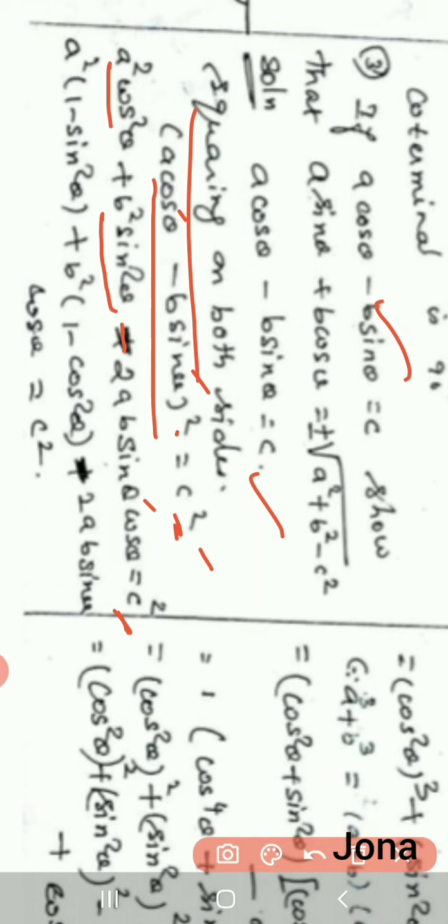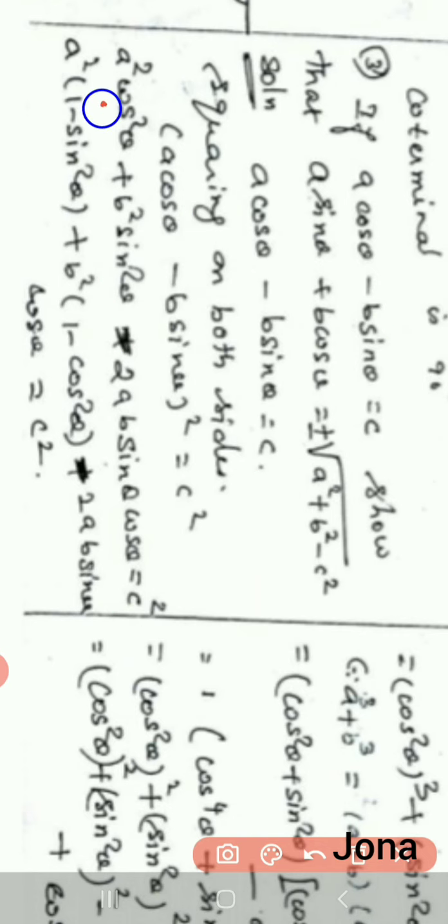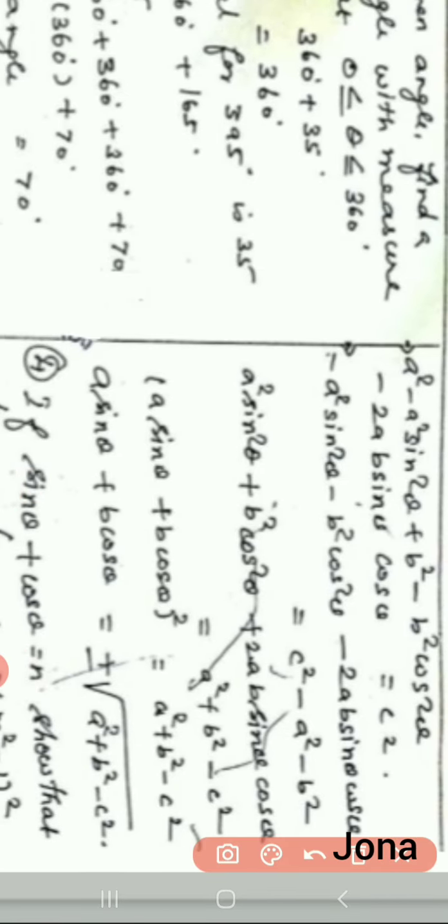Okay, and then for this cos square theta, I want to write 1 minus sin square theta. For this sin square theta, I want to write 1 minus cos square theta. The remaining things I want to keep as it is. Okay, and then I want to remove the brackets. So multiply with this A square and B square inside the bracket there, so that I can get like this, A square minus A square sin square theta, B square minus B square cos square theta, keep the other term as it is, minus 2A sin theta cos theta equal to C square.